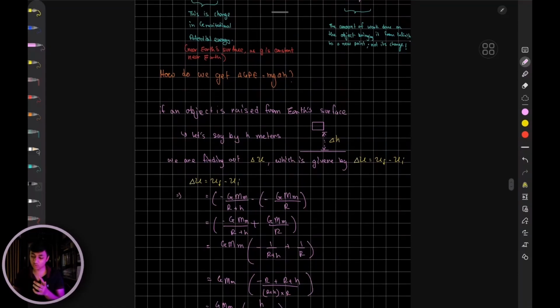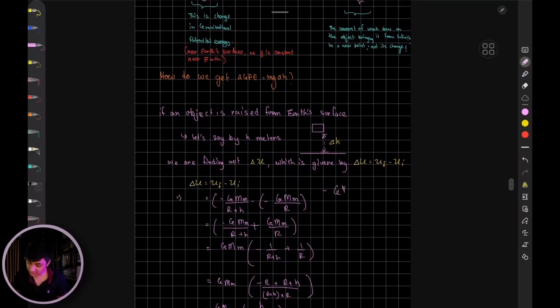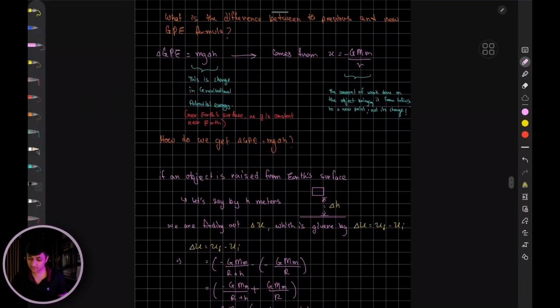And in that case, you're going to use the formula minus GMm by r2 minus (minus GMm by r1), right? This is how you will find out the change in gravitational potential energy if the change in separation is really large, right? In those cases, use this formula. And I'm going to again talk about this in the video for gravitational potential, right? So see you in the next video.